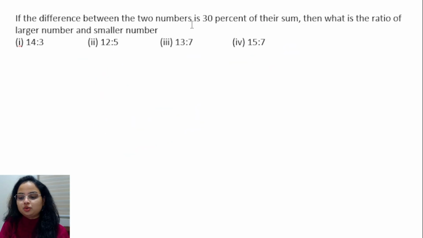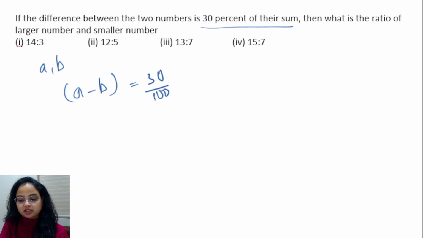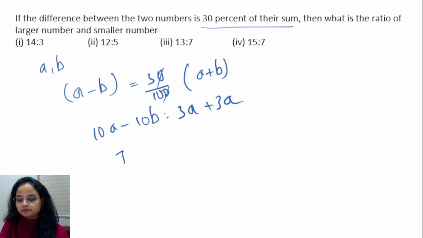Next one. If the difference between the two numbers is 30% of their sum. Okay, we will assume the two numbers as A and B. So the difference between the two numbers is 30 by 100 of their sum, A plus B. Now we will cross multiply. It is 10A minus 10B is equal to 3A plus 3B. 7A is equal to 13B. Sorry, here it is B. So here A by B is equal to 13 by 7.